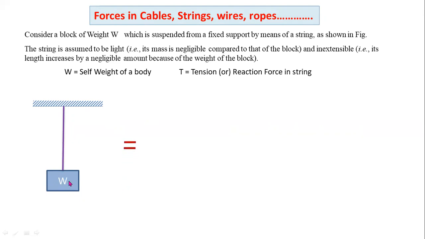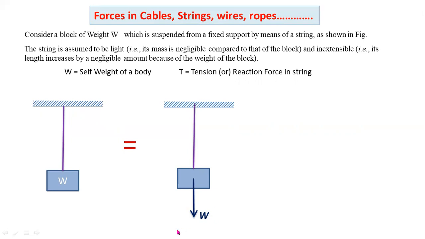Here W is the self weight of a block. Now you have to convert this diagram into a free body diagram. First of all, you have to consider the given diagram as it is. Now this self weight W always acts vertically downwards. So this is the direction of the force, self weight W. Self weight always acts vertically downwards.